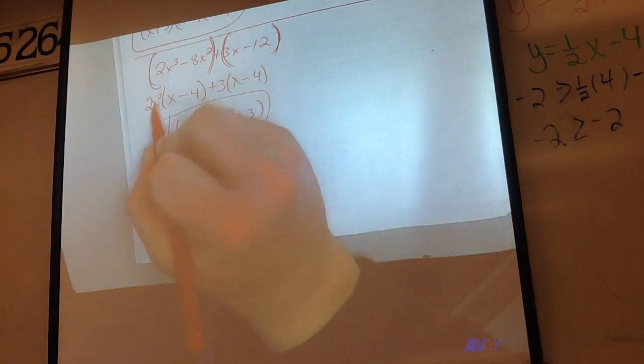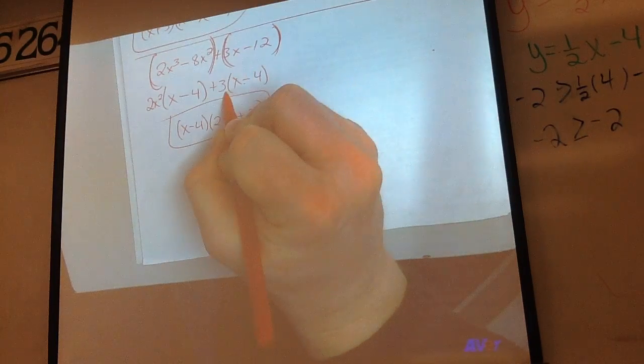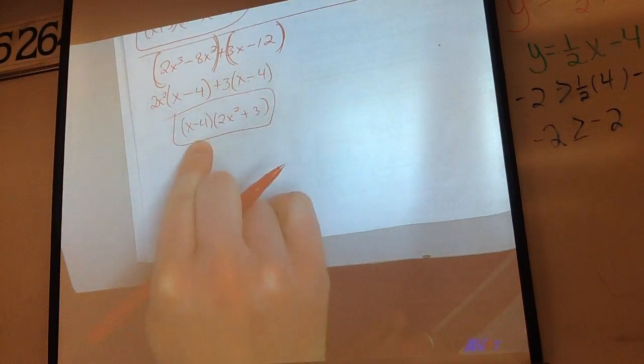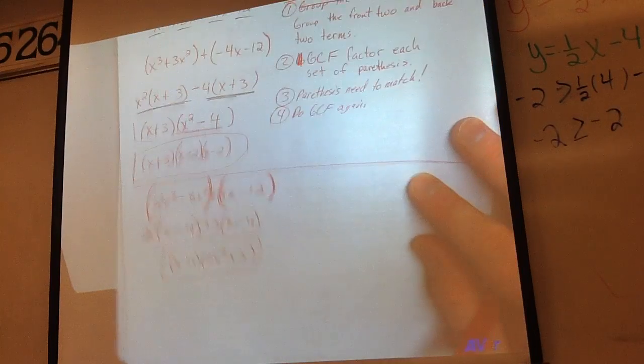Pull out what those have in common. Goes there. Put the leftover stuff right here. Pull out what those have in common. Put it there. Put the leftover stuff right here. Oh, hey, my parentheses match. Put one of them, put that stuff there. Done. That's it. Every time. That's the exact same thing we just did up here.